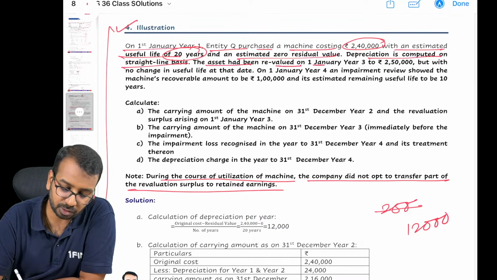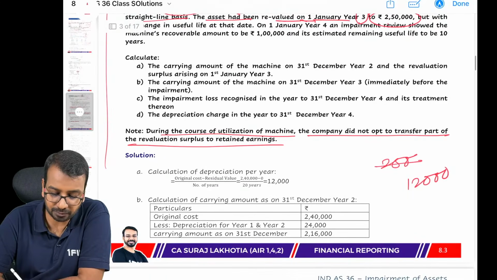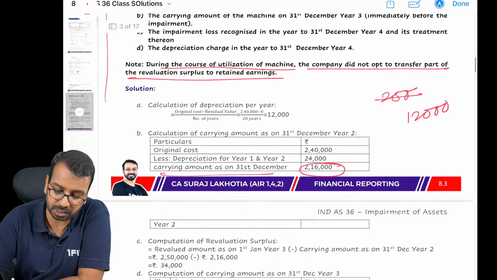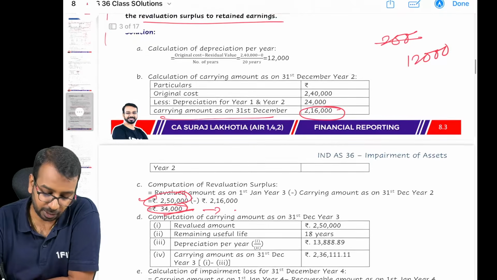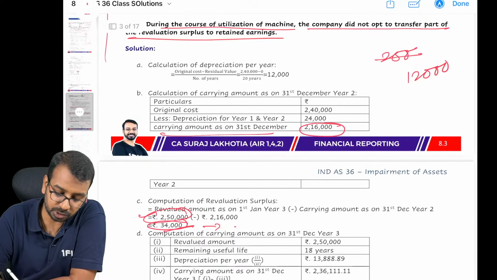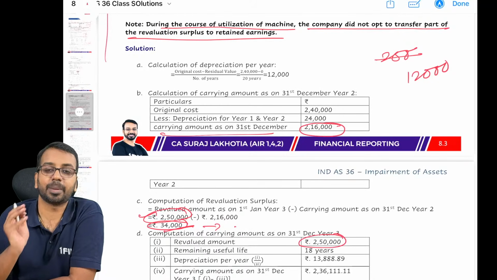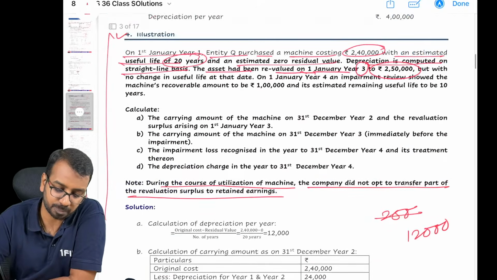Asset has been revalued on 1st of January to 250 in year 3. Now, when they say 1st of January, first calculate till 31st of December. Amount is 216. Fair value is how much? 250. So, now the carrying amount becomes 250. This 34,000 becomes revaluation surplus. Now, from year 3 onwards, you will consider 250 to calculate the depreciation. 250 divided by remaining useful life 18 years, 13,888, and carrying amount is 236. Okay.